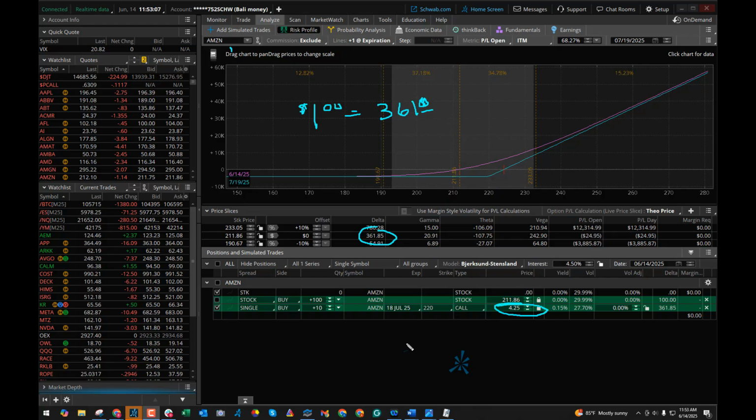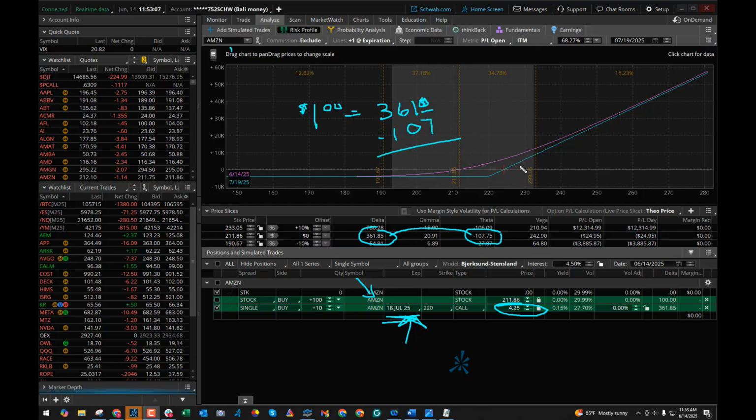Well, what's the downside? Well, one, it expires. It has to move before that expiration. This you can hold for 20 years. It doesn't matter, right? That's one thing. This negative theta, you are losing $107 a day from your 361 minus 107.